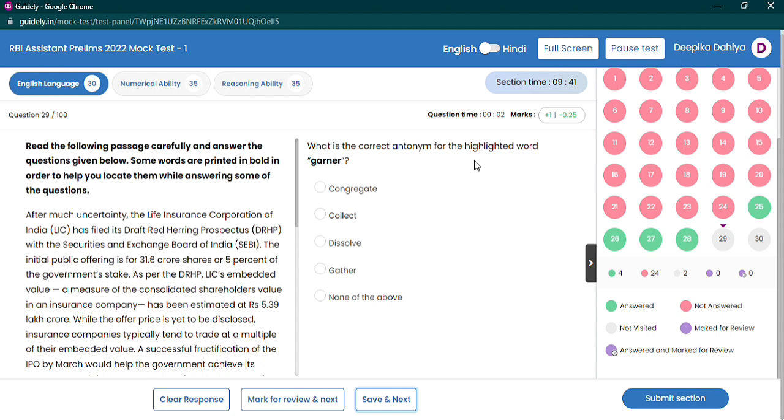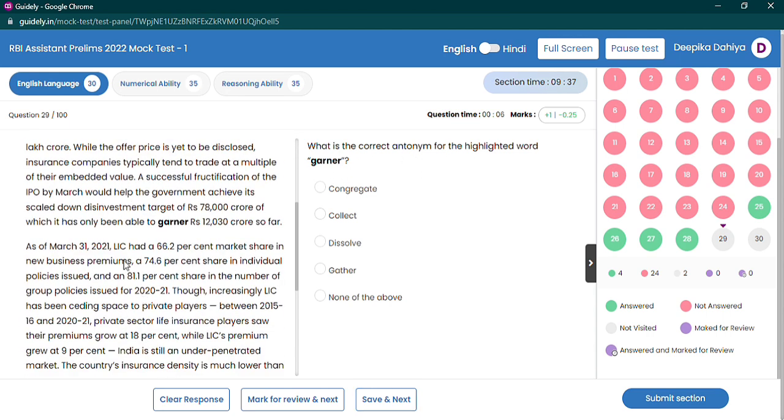Then the highlighted word garner. So we have to find the antonym of garner. Rupees 78,000 crore of which it has only been able to garner. It means collect. Okay, garner means collect. So dissol I think can be the answer because it is a negative word.